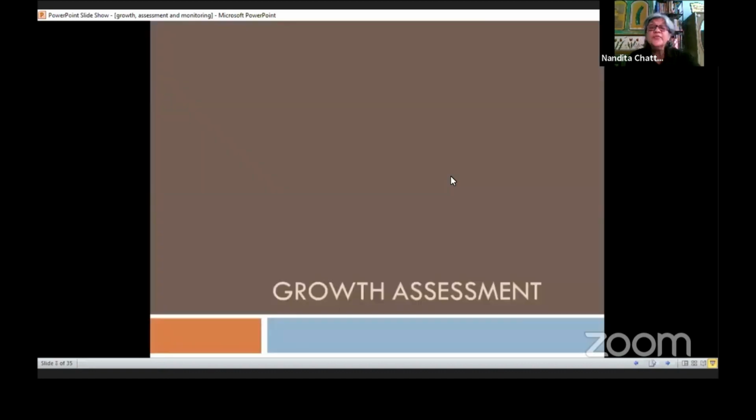So with this basic idea, we will go into growth assessment. If growth is so important, we have to assess it. So in doing growth assessment, we first need to know what is normal growth, how much will mean that the growth is going in a normal way, and what we do to assess growth.